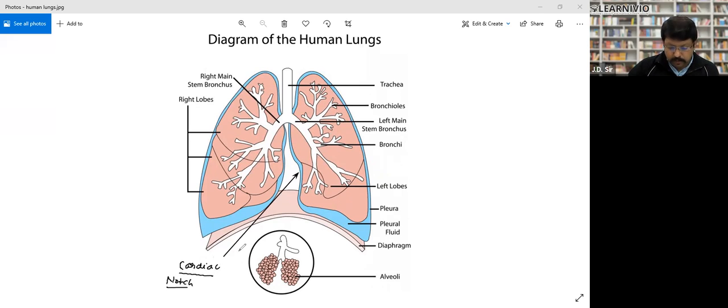Cardiac notch, right? And the space between the two lungs is called the mediastinum, right? This complete space between the two lungs is called the mediastinum.